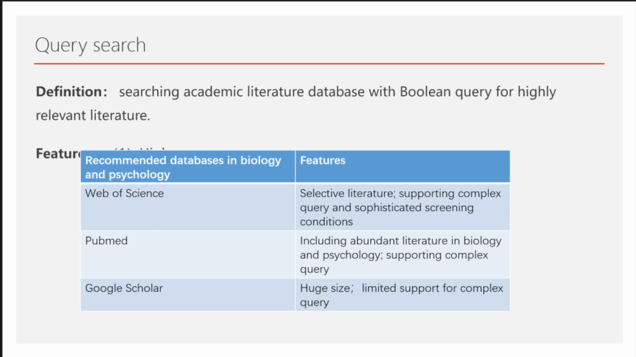The last one is Google Scholar. It is probably the biggest academic database, but Google Scholar's interpretation of complex queries is quite limited. It may miss some of the terms if the query is long, and it supports queries of only up to 256 characters.